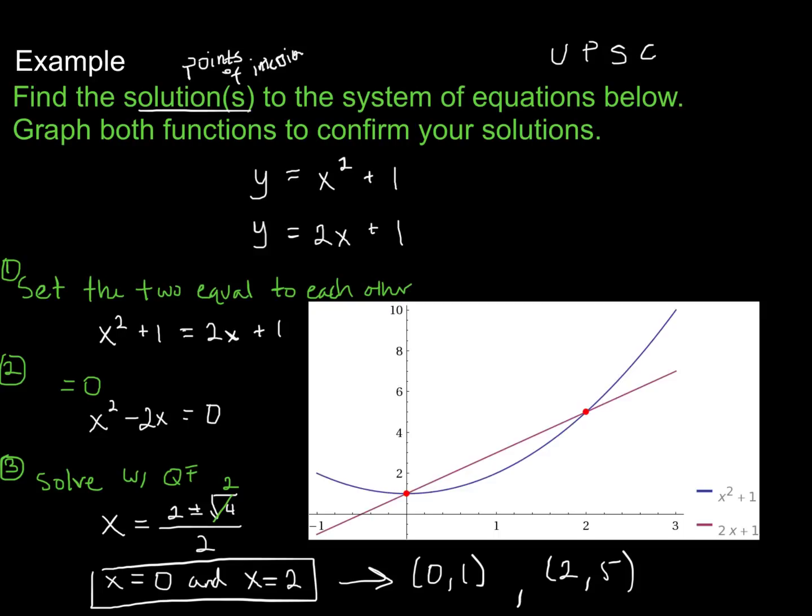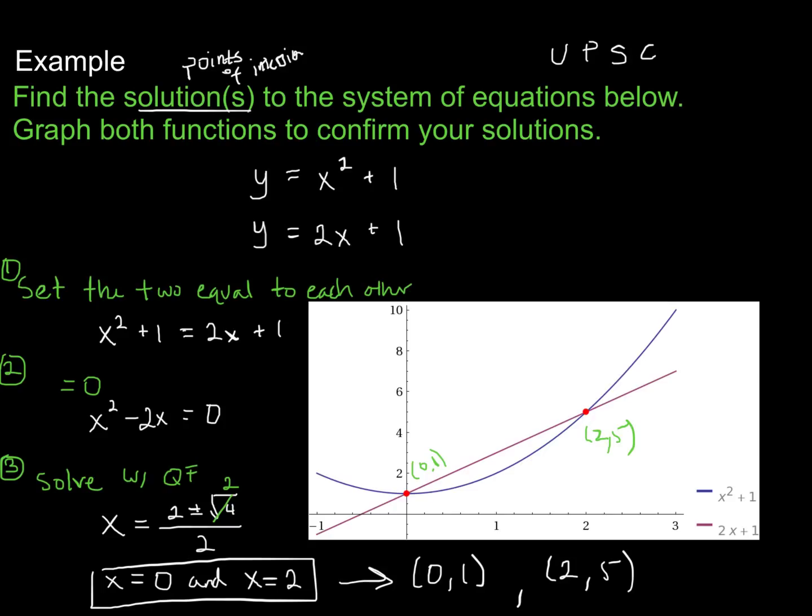All right, here we have it. Notice the blue function is x squared plus 1, that's my quadratic, and the red function is 2x plus 1. And notice here that the two points at which they intersect are exactly what I found. First point, (0, 1), and the second point, (2, 5).